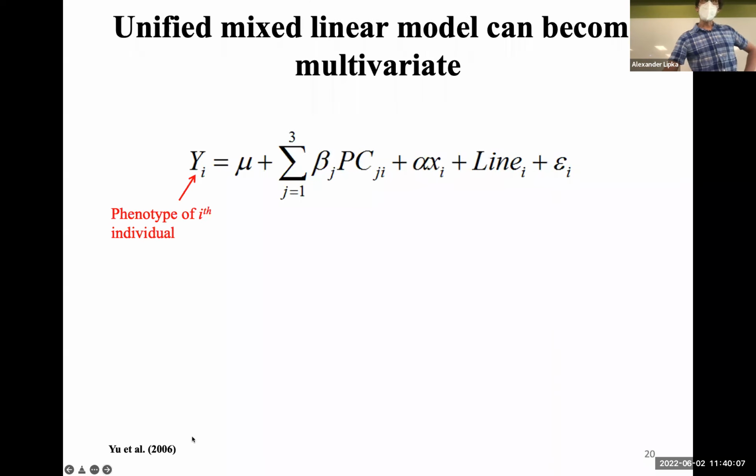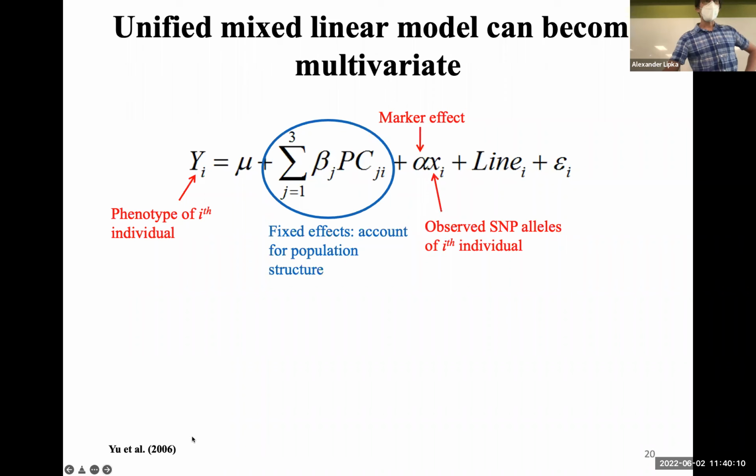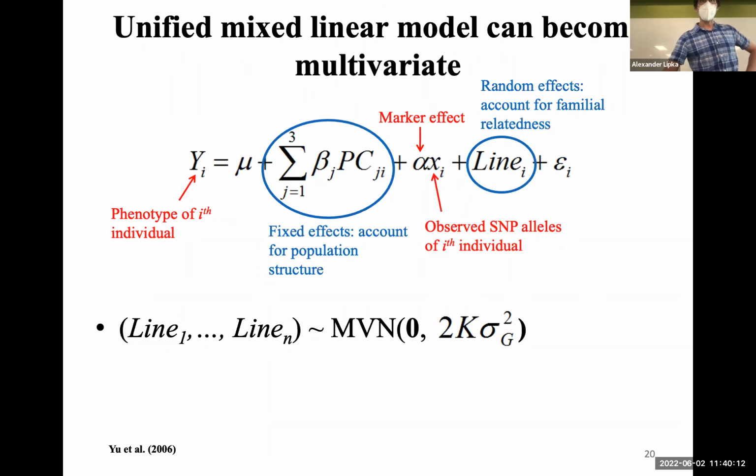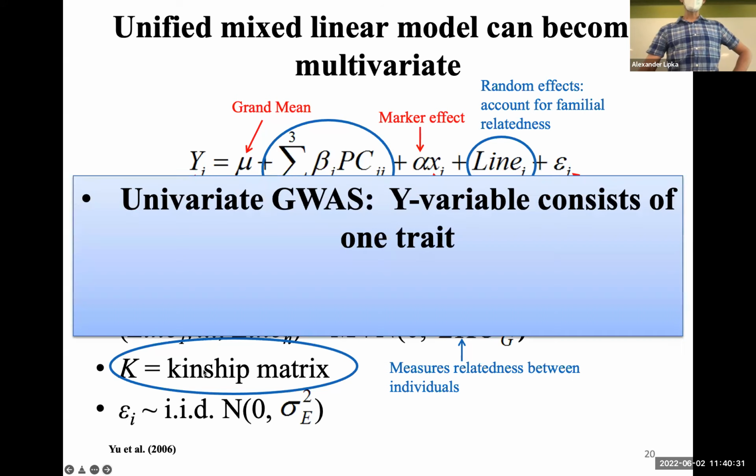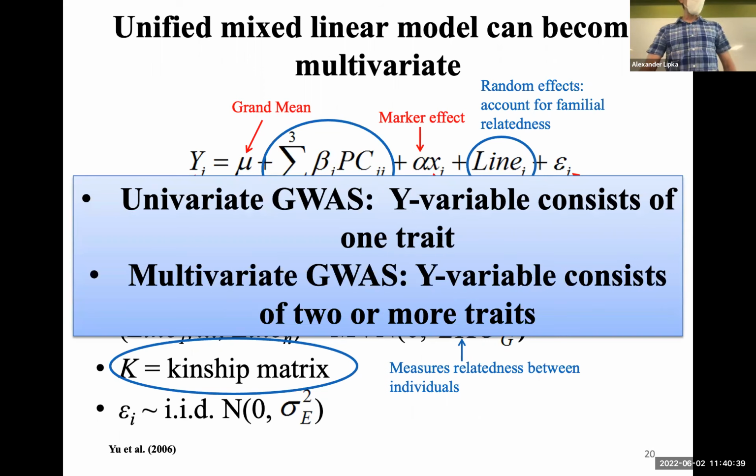But here is the unified mixed linear model. I'm going over the details here quickly because I think this is the third time I've shown this, maybe the fourth. So we're accounting for population structure, and we're accounting for familial relatedness. This line random effect has a variance that is proportional to our kinship, or additive genetic relatedness, matrix. In a univariate GWAS, your Y variable is going to consist of one trait. In a multivariate GWAS, our Y variable is going to consist of two or more traits.